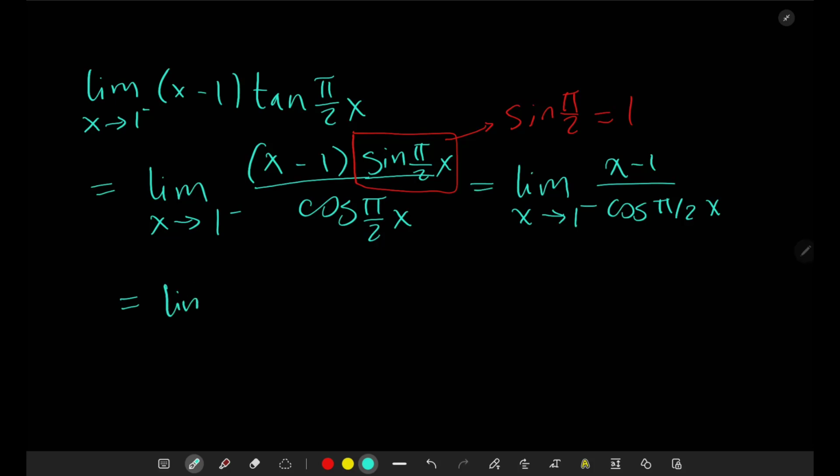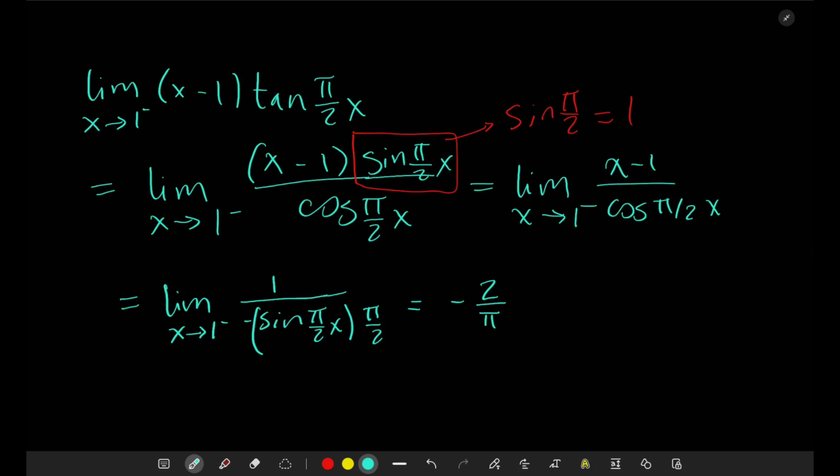Taking your derivatives of the numerator and denominator, you get the derivative of x minus 1 is 1. The derivative of cosine is going to be negative sine of pi over 2x times the derivative of the inside, so you can put a pi over 2 here. And then when you evaluate, the sine of pi over 2 gives you a 1, and that's going to give you negative pi over 2, 1 over negative pi over 2. The reciprocal of that is negative 2 over pi, which was way less complicated than what I did on the light board.